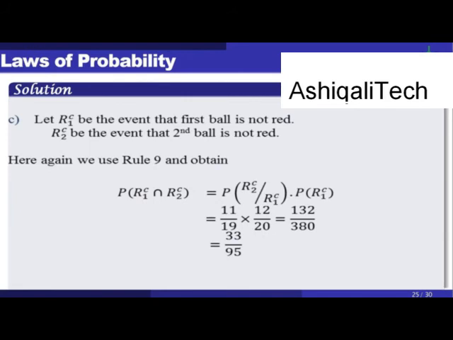Dear students, for part C, let R1 complement be the event that the first ball is not red and R2 complement be the event that the second ball is not red. So again we use rule number 9 and we get probability of R1 complement intersection R2 complement is equal to probability of R2 complement given R1 complement times probability of R1 complement. So it is equal to 11 by 19 multiplied by 12 by 20. So it is 132 by 380, which is 33 divided by 95.